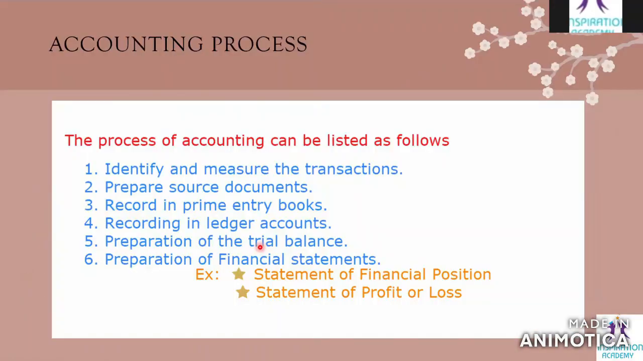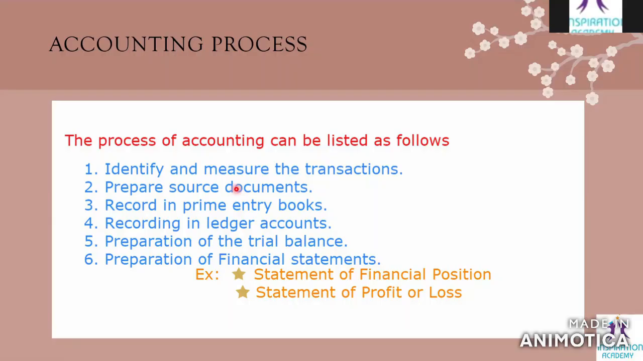we have to discuss the accounting process to understand the order of recording transactions. First of all, we have to identify and measure the transaction, and then we have to prepare the source documents, and then we record in the prime entry books. And from the prime entry books, we record them in the ledger accounts.